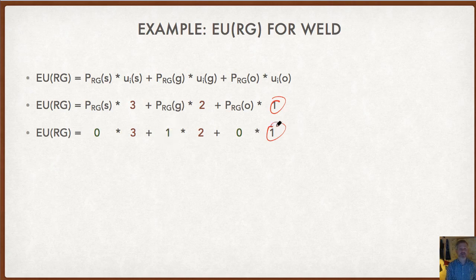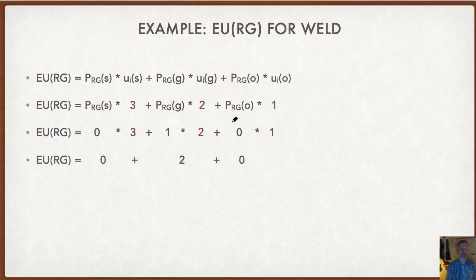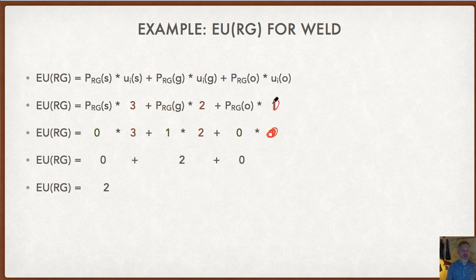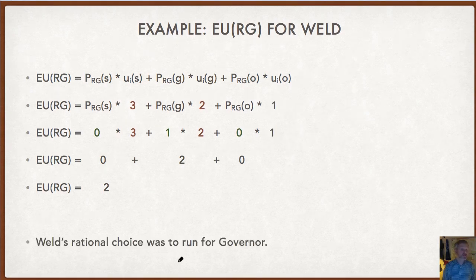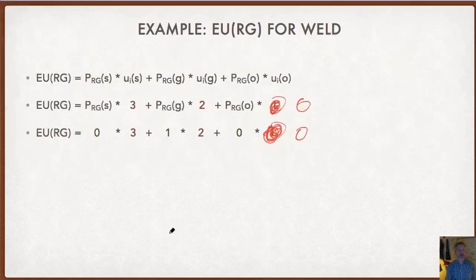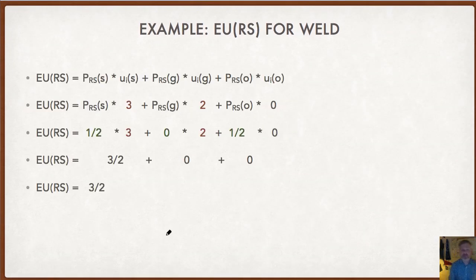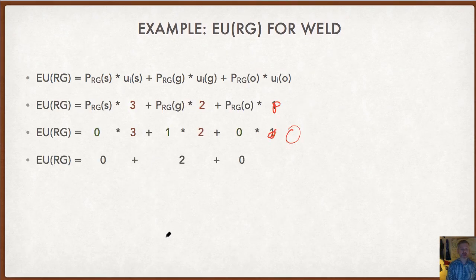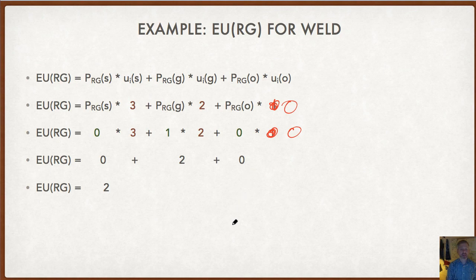So this is just some arithmetic here. So we have 0 times 3 plus 1 times 2 plus 0 times 0. Remember, that's a typo there. That's actually 0. Maybe I should do this. There we go. Write out the 0 there. So those zeros all go away anyways. And so what we end up with is 0 plus 2 plus 0. And so the expected utility of running for governor is 2. And I'm just going to mark these out to make sure I get them on each slide. All right. So William Weld's rational choice was indeed to run for governor. Running for governor gave him 2 utils, and then what was it? Running for Senate would give him 3/2 of a util. 2 is bigger than 3/2. So that's 2 examples of how to do these expected utility calculations.